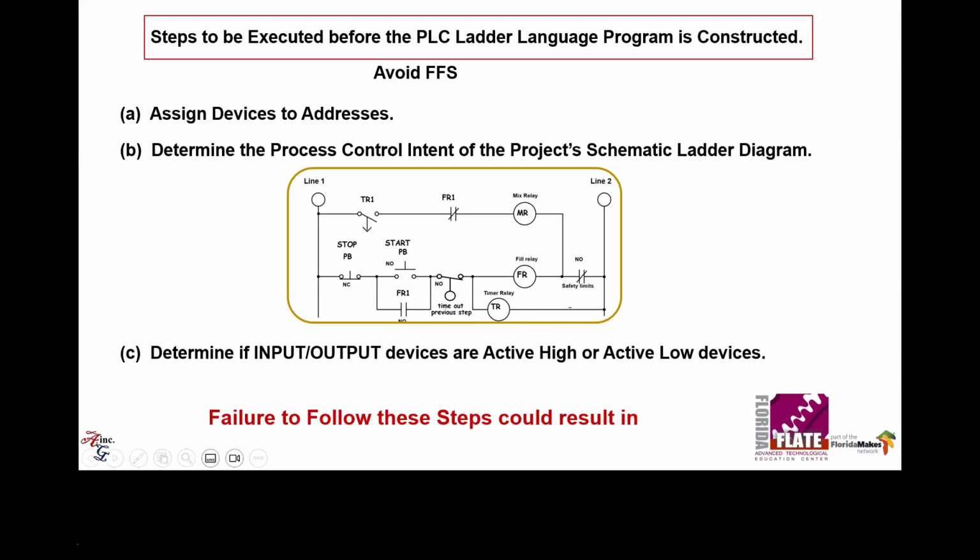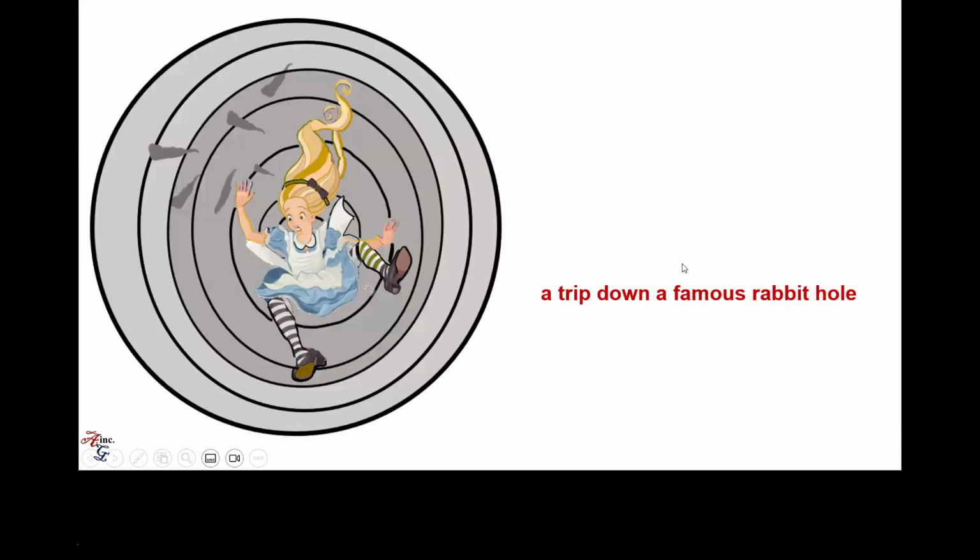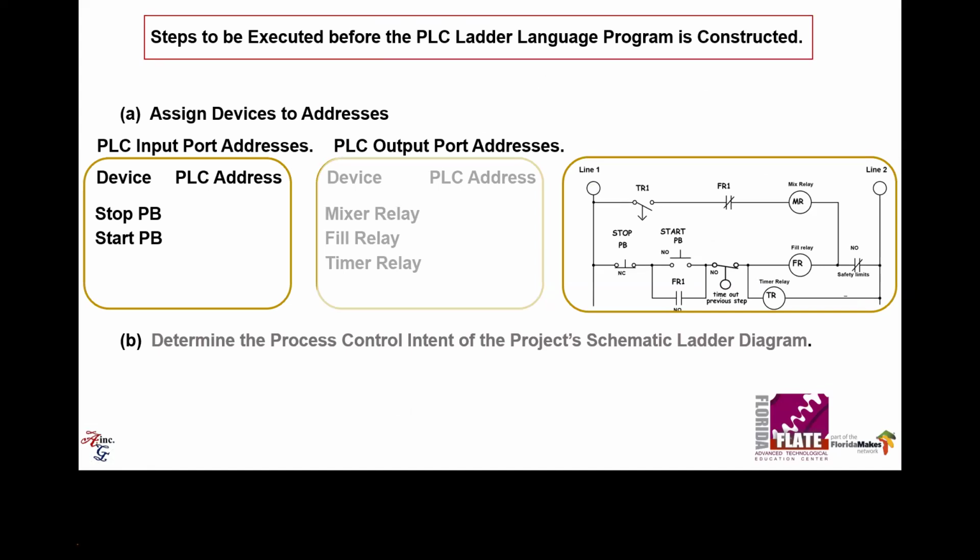Notice you should avoid FFC, and that's failure to follow the steps. What's probably going to happen if you do that? All right, now that was not Dorothy, right? That was Alice. Dorothy took a trip and went someplace that people could help. If Alice takes that trip, there's nobody there to help except a vicious cat. So you don't want to do that unless you have to.